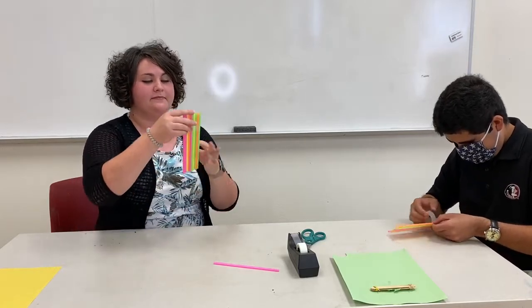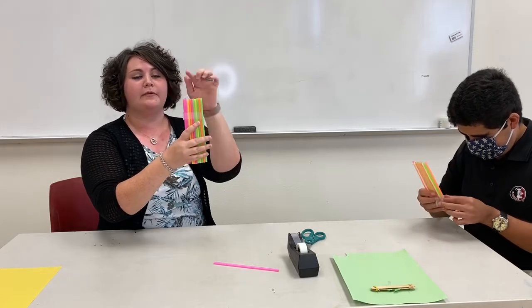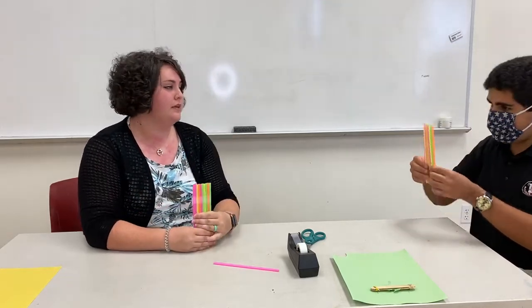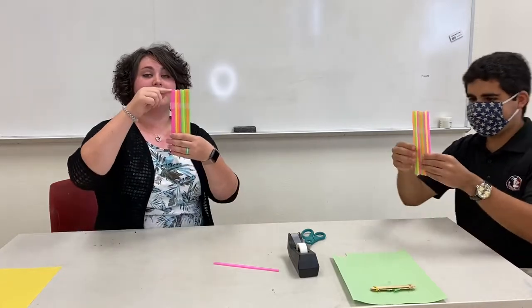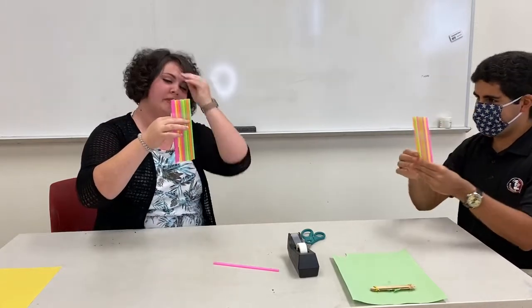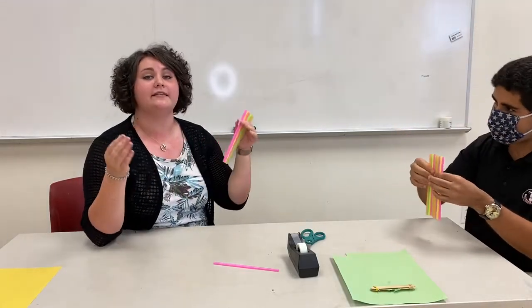Brandon's getting there. We've got 10 straws. See, mine aren't completely straight, but they're pretty much straight across the top. Flip it around another way. Yep. Okay. You're going to want the part that has less straw up top, okay? Because what we're going to do is we're going to make different lengths of our straws to get different pitches.